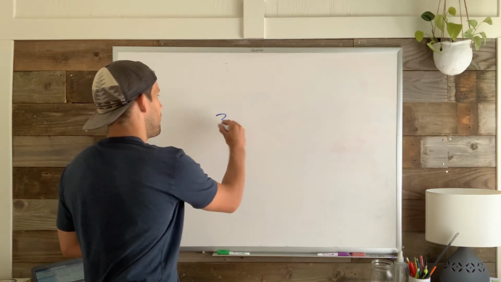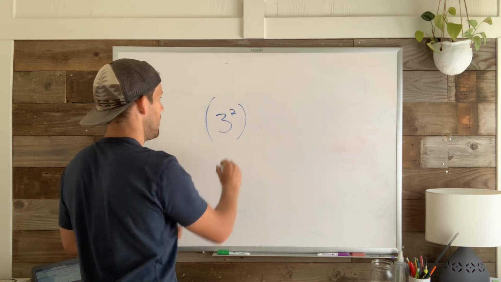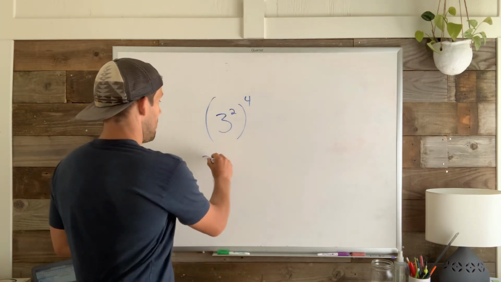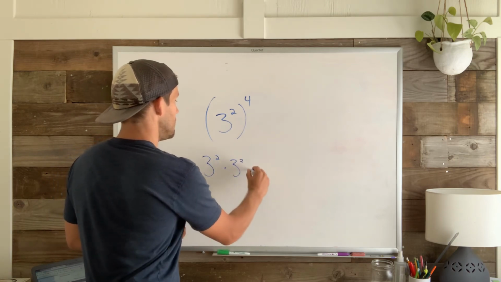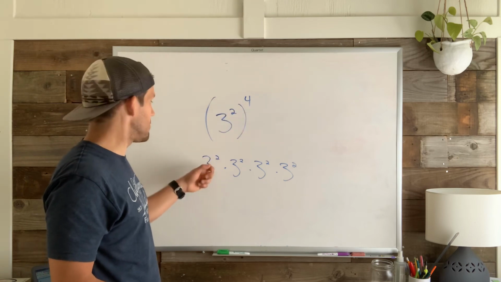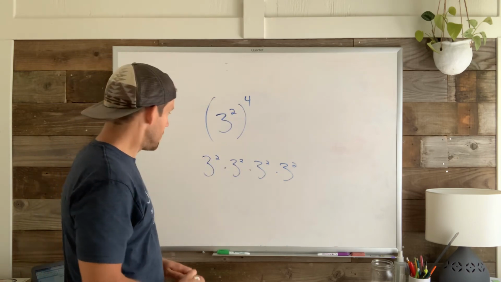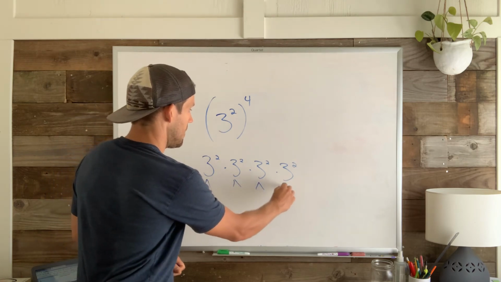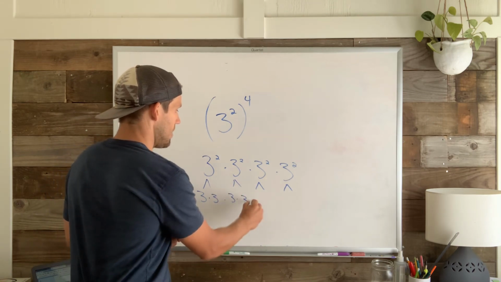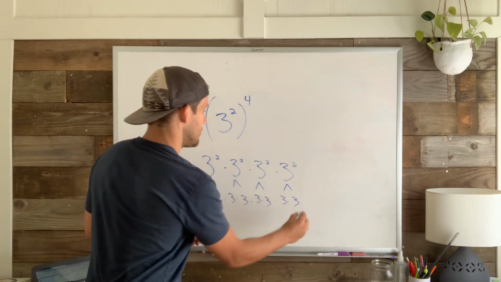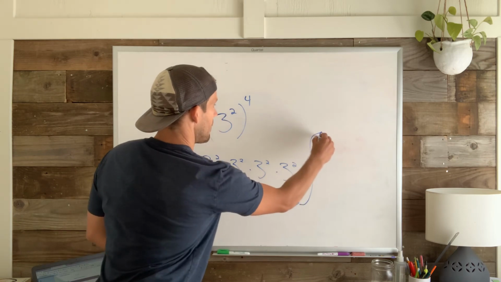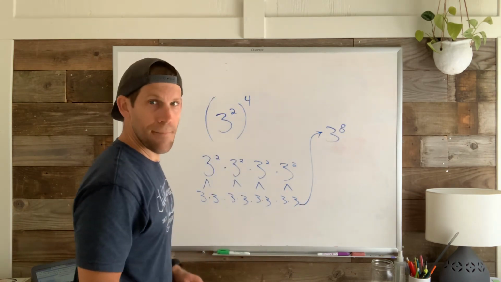So let's just say we had 3 squared to the 4th power. That essentially means 3 squared times 3 squared times 3 squared times 3 squared. That to the 4th means multiplied 4 times. Okay? So if we expand this out, each one of these is 3 times 3, so we have 3 times 3 times 3 times 3 times 3 times 3 times 3 times 3. That's 1, 2, 3, 4, 5, 6, 7, 8, so 3 to the 8th. Okay, so that's how we got it.